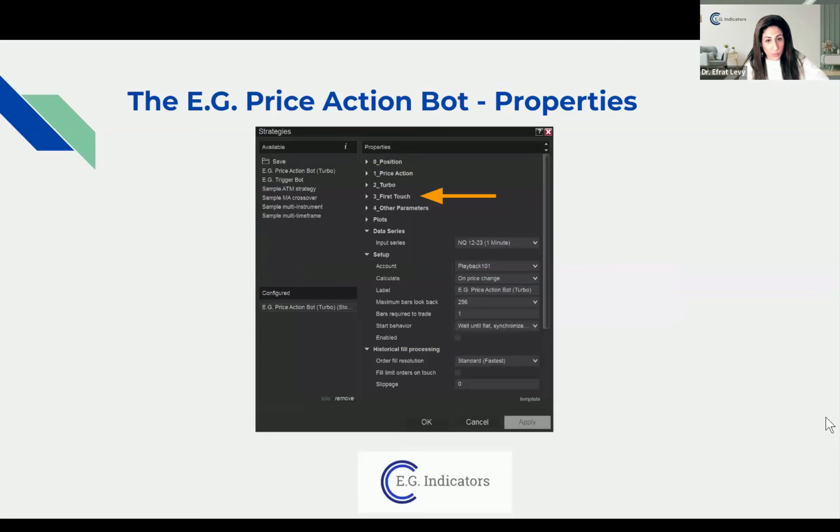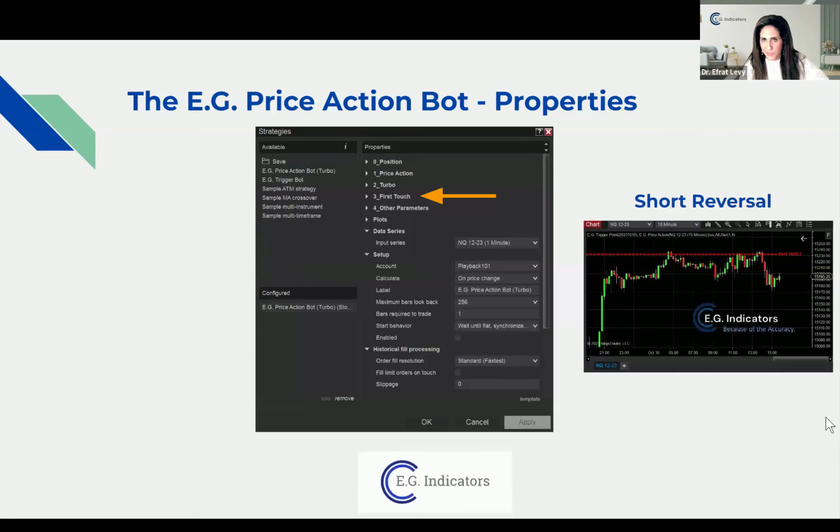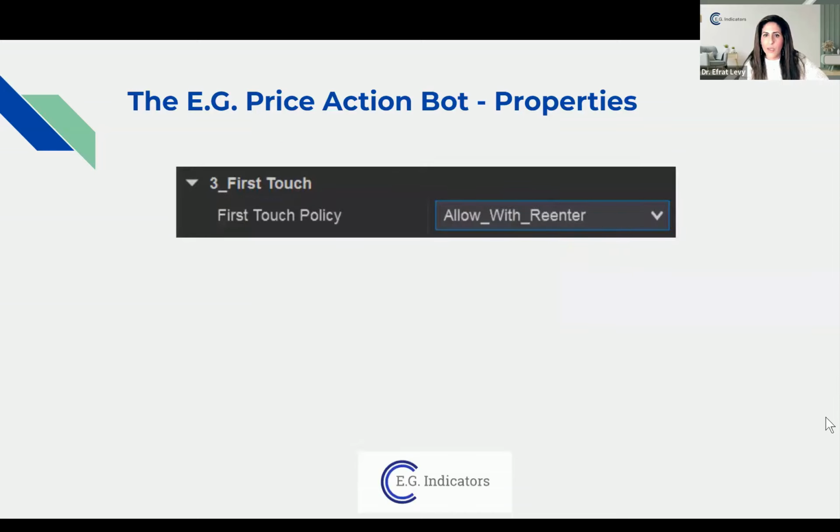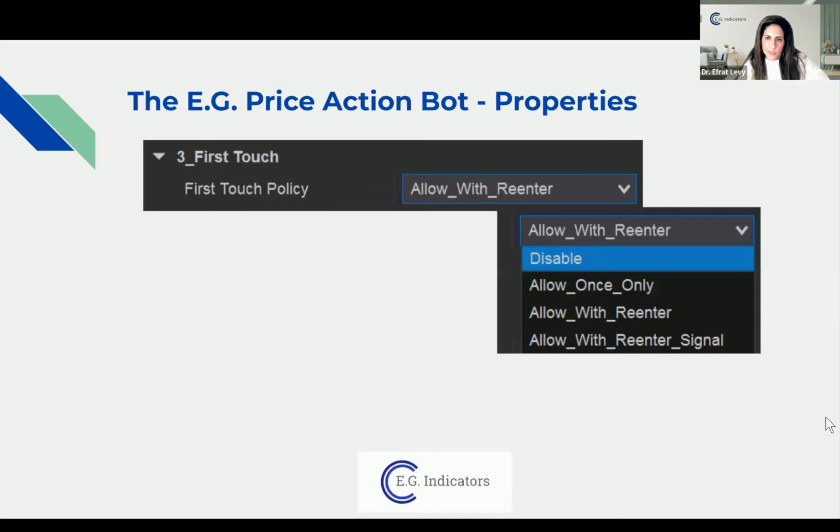Regarding the first touch rule policy, remember reversal trading. There are several options. You can completely disable it, meaning that the bot only trades given price action signals. Only price action signals, no first touch rule. Or you can allow once, meaning that at the first touch of the level, it trades the signal, the reversal strategy. Or you can allow with re-entering, meaning that you re-enter until the level is broken.